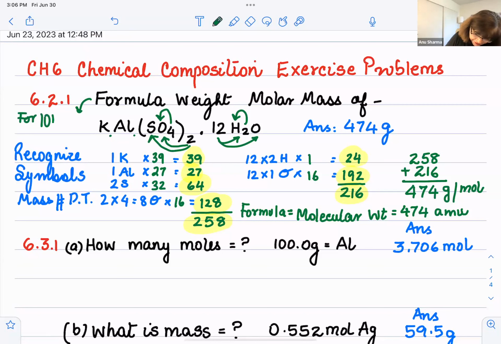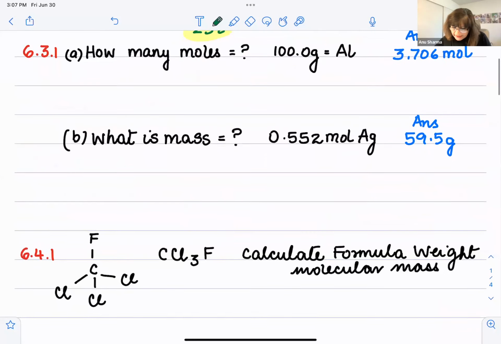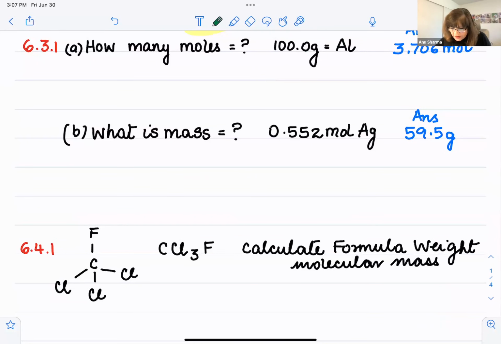For ionic compounds. Now, what are ionic compounds? Ionic compounds are those that are made up of metals, non-metals, and polyatomic ions. Okay, so that's one piece. Next is how many moles are there in 100 grams of aluminum.